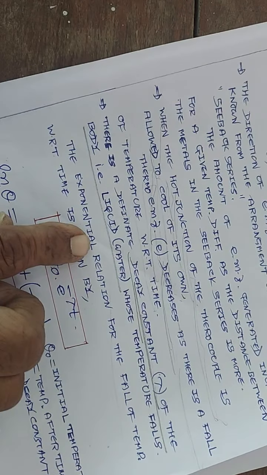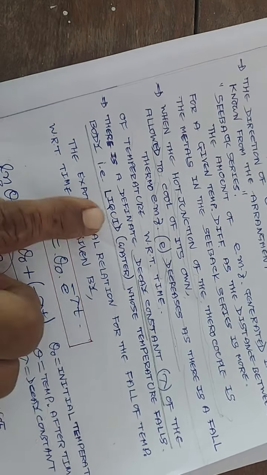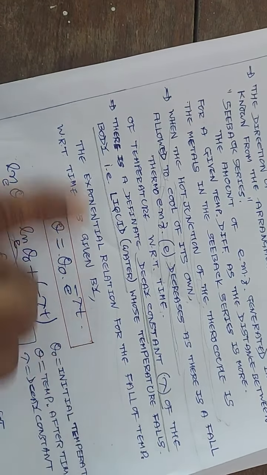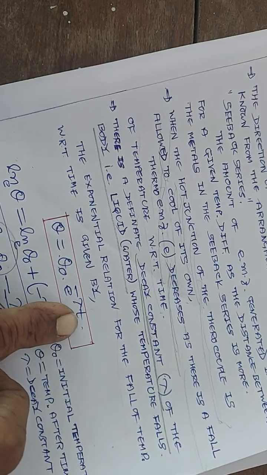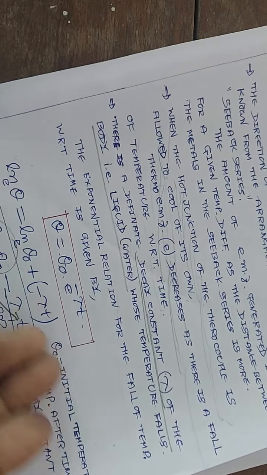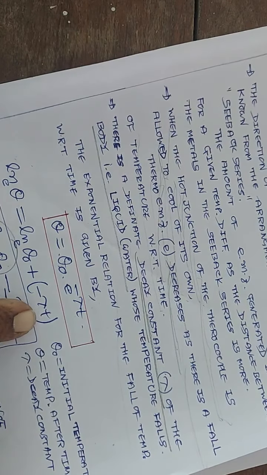The exponential relation for the fall of temperature with respect to time is given by theta is equal to theta 0 e raised to minus lambda t. If you take log on both sides, then log of theta is equal to log of theta 0 plus minus lambda t.